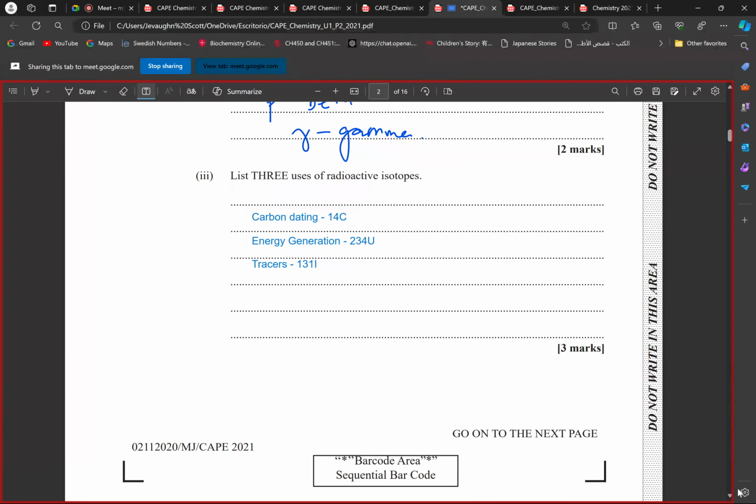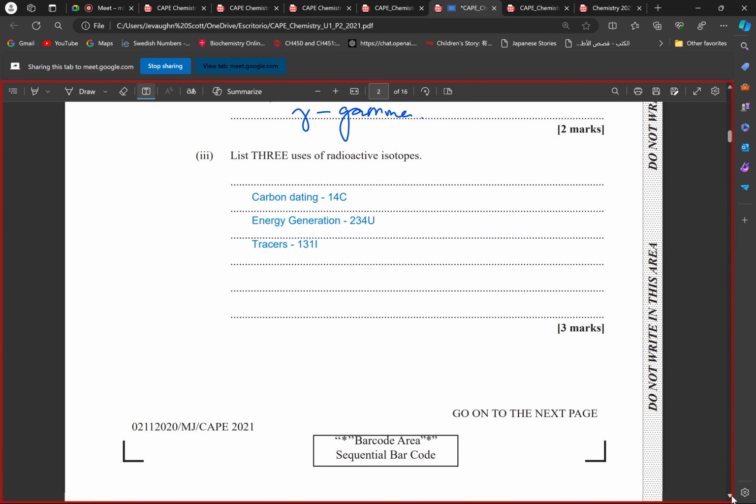All right. So we just need to write a general line. So we use this isotope for that, basically. And then you should be able to get the 3 marks from that.